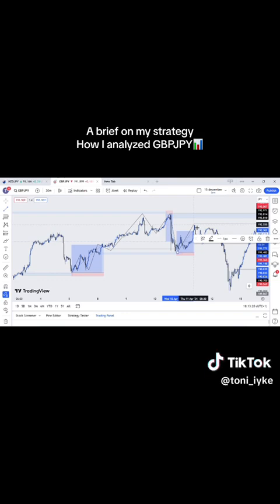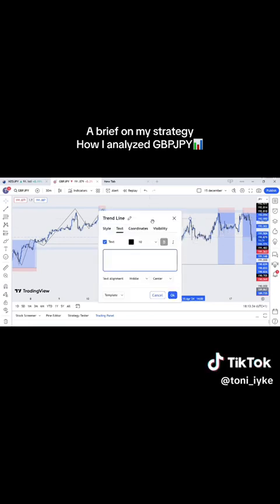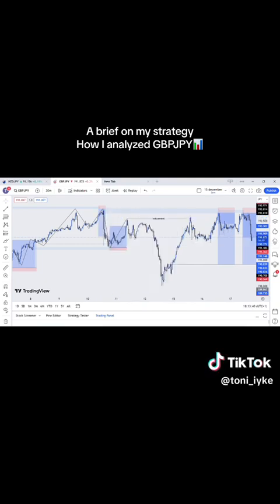That place that it pulled back to is what I take as my liquidity. That is what I call inducement. Basically, the first pullback after a break of structure or after a shift in market structure. That is what you call inducement. That's what I use as my liquidity. So I'm going to mark it out here as inducement.